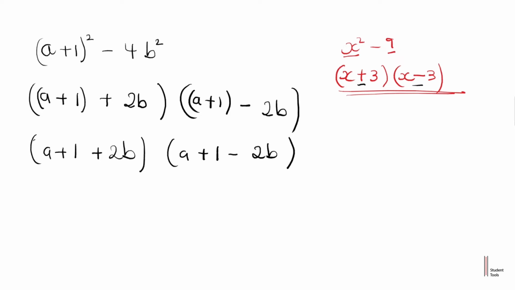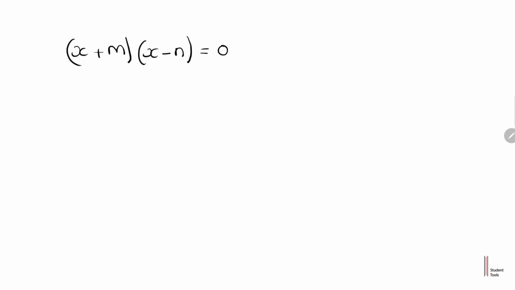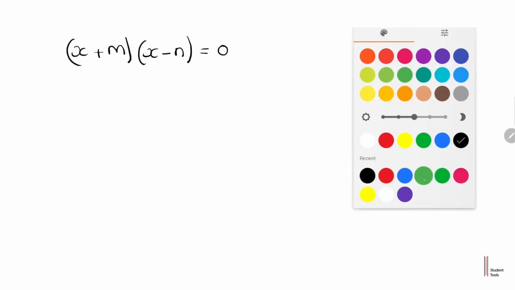Okay, next we have 1.3. Solve for x. We are given 1.3.1. We have this expression whereby we are supposed to solve for x. We have (x + m) multiplied by (x - n) equal to 0. And here we are supposed to solve for x. So how are we going to solve for x in this case?